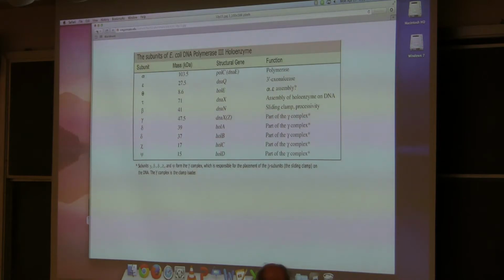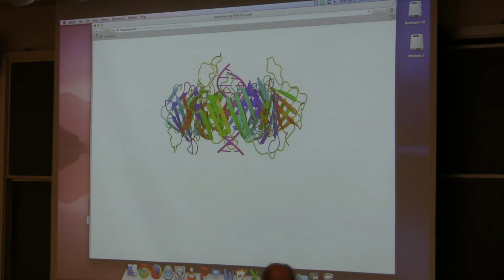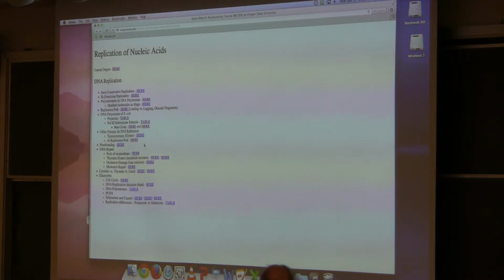There's a whole bunch of stuff to not memorize. How about that? Okay. There's that same view of the beta clamp from the side.